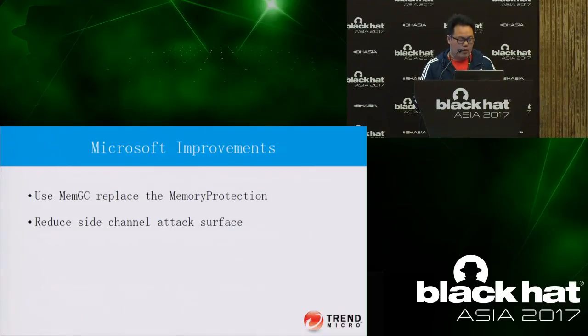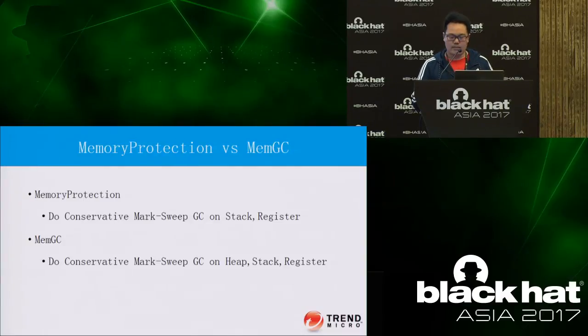When ZDI reported this vulnerability to Microsoft, Microsoft made some improvements to prevent this exploit. First, they use MemGC to replace the memory protection. Second, they reduce some side channel attack surface. Okay, let's look at memory protection and MemGC. Memory protection does conservative mark-and-sweep GC just on stack and registers. MemGC does conservative mark-and-sweep GC on heap, stack and registers.